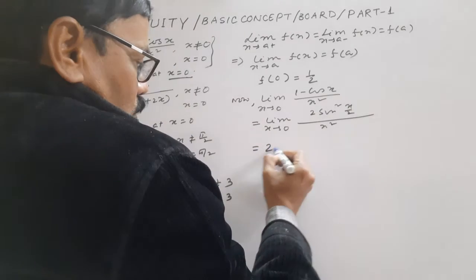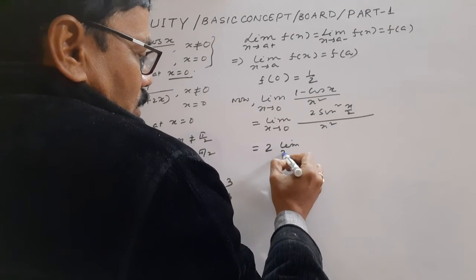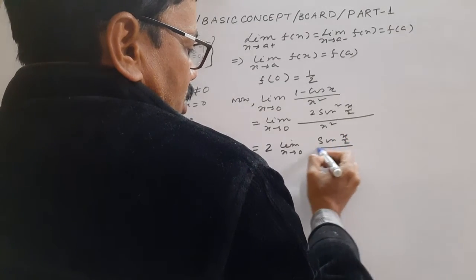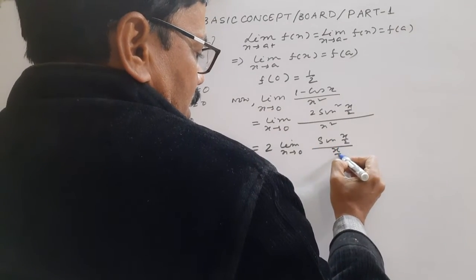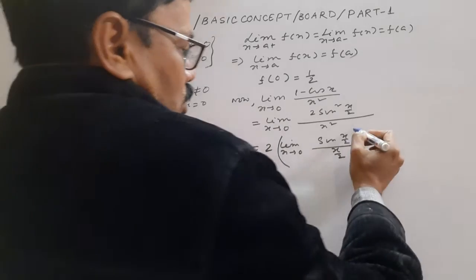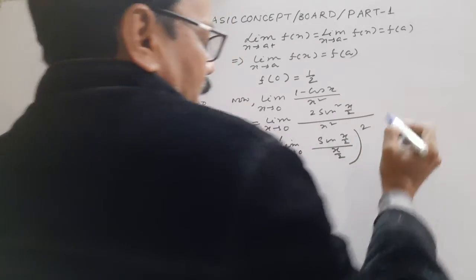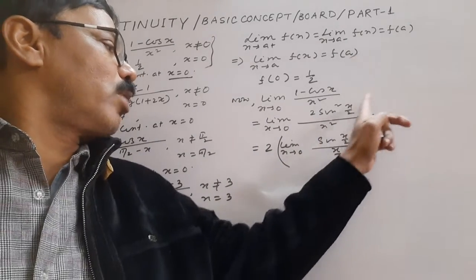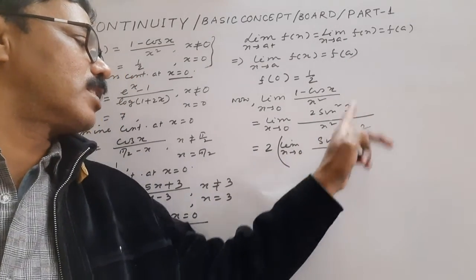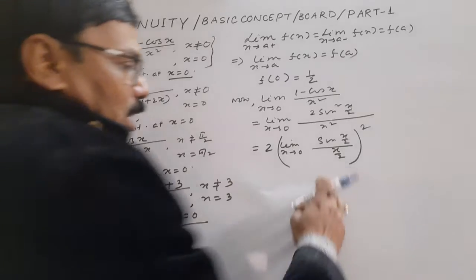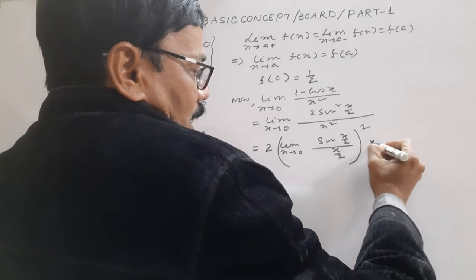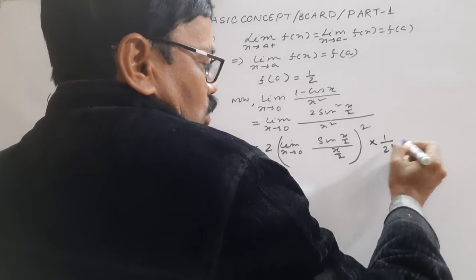Now 2 is outside because it is a constant, and the standard limit is, if it is x by 2, then it is x by 2. So try to recall x square. So 2 outside, sin square x by 2 is balance, x square is balance. Now these two will be at the numerator. So to make it balance, it is 1 by 2 square.